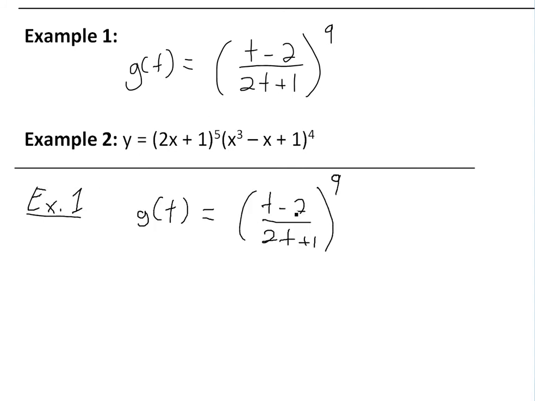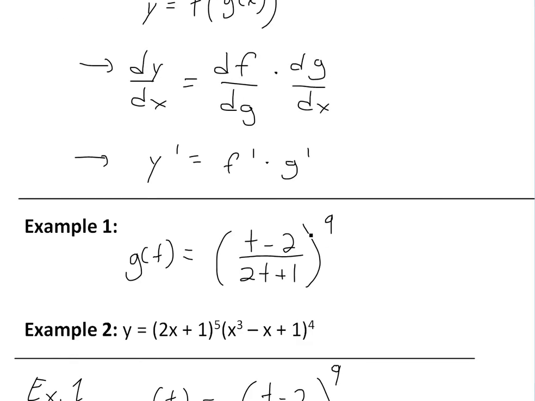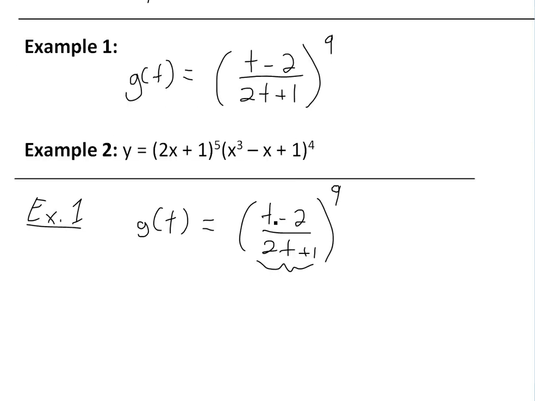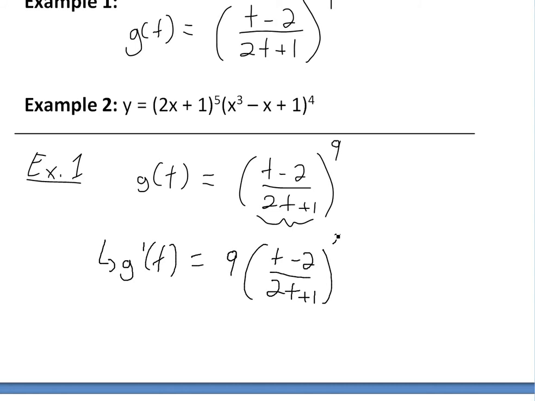Basically, if I write it down right here, this inner function could be considered as the inner function g of x, and the outer function could be our f of x, or f of g. So first we'd use the power rule. You can see the video link below on the proof of that. We'll get g prime of t is equal to, we'll bring down the 9, and then we have the entire t minus 2 over 2t plus 1, then we subtract 1 from the power.